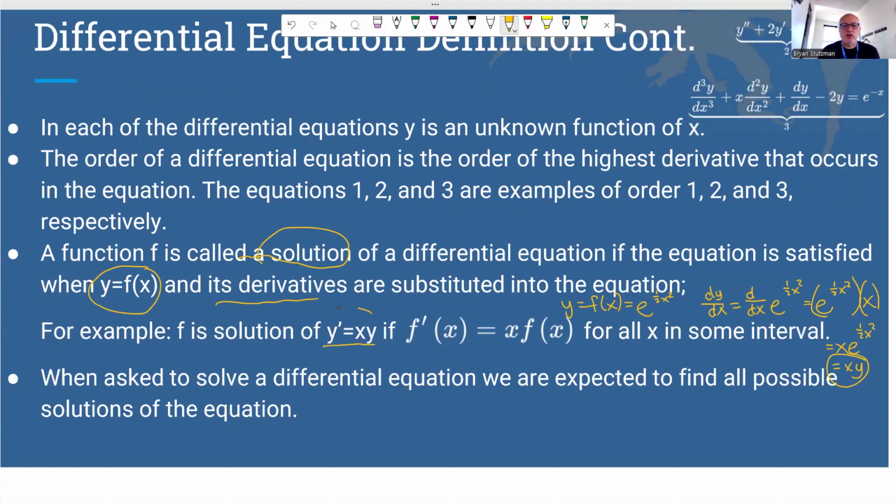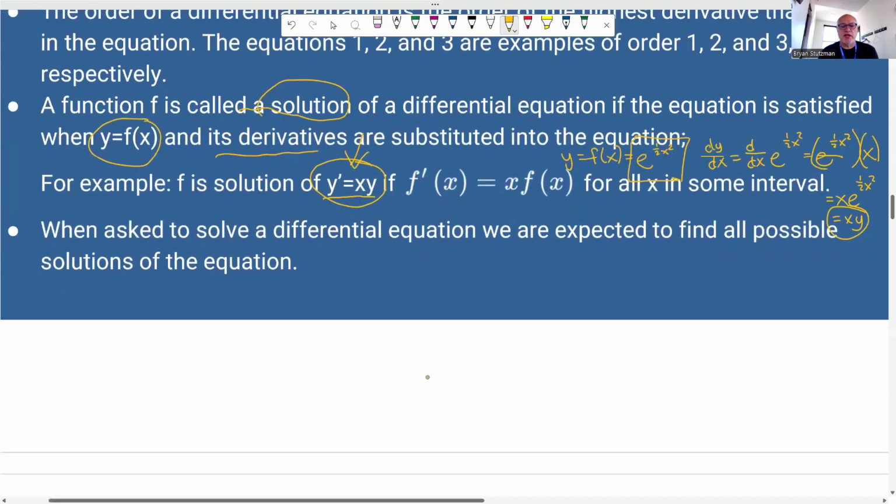So we found a solution. We didn't know how we found the solution, but we found a solution because if I take my solution, which is y equals e to the 1/2 x squared, take its derivatives and plug it into the original equation, it comes out to be true. Well, we're going to solve a special kind of differential equation tomorrow and for the next video.